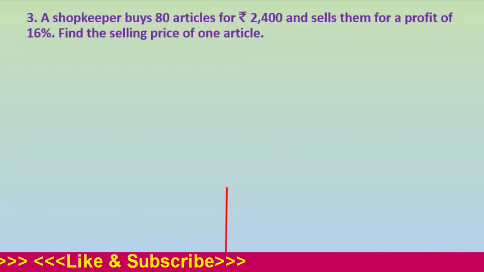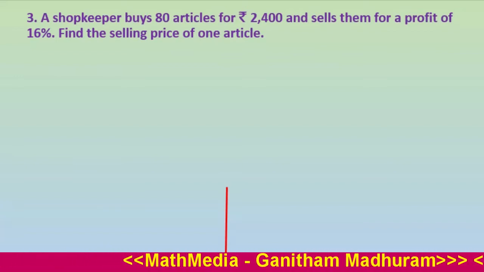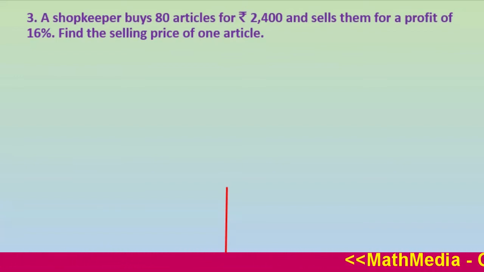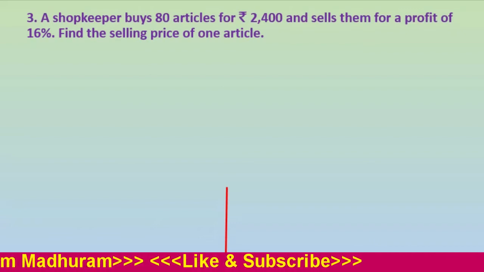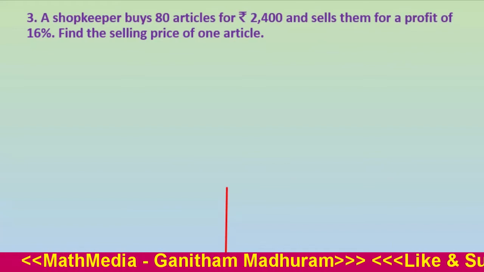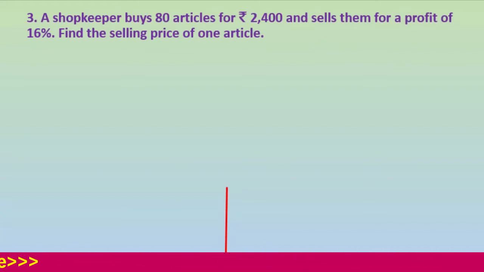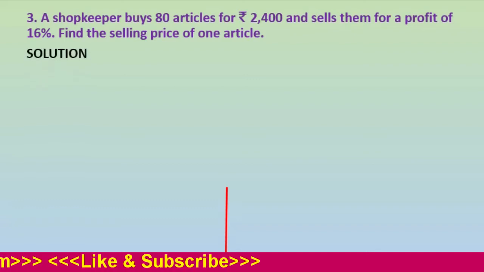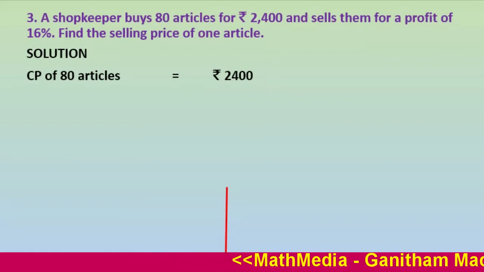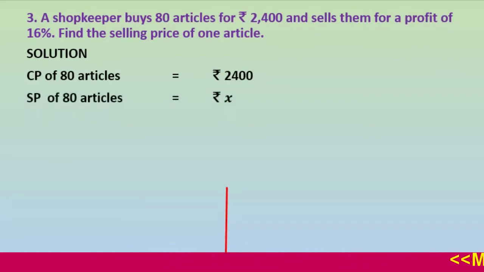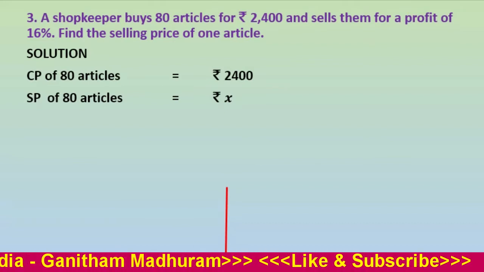So to solve you can use the formula, but here I am using cross multiplication method only because it is very easy. Wherever percentage question is given, you can easily solve by using cross multiplication method. So we can see how to solve this sum. So for an article, cost price equal to rupees 2400. Selling price equal to, we don't know, so we give rupees X.